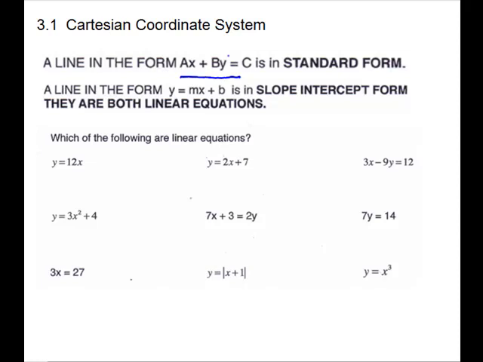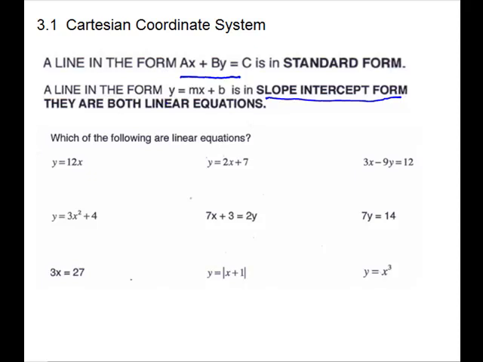The next definition, a line in the form y equals mx plus b, is slope-intercept form. It has the x and y, the exponents are 1. The y is always isolated in the slope-intercept form. So this one is also a line. And our question just asks which of these are linear equations. So it doesn't matter which form they're in, and they don't actually have to be in either one of those forms. But your exponents of x and y need to be 1, and you don't need any extra notation there.